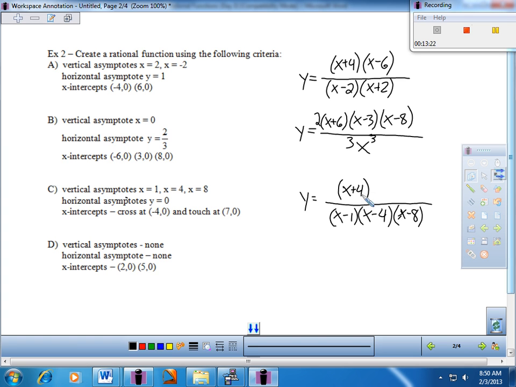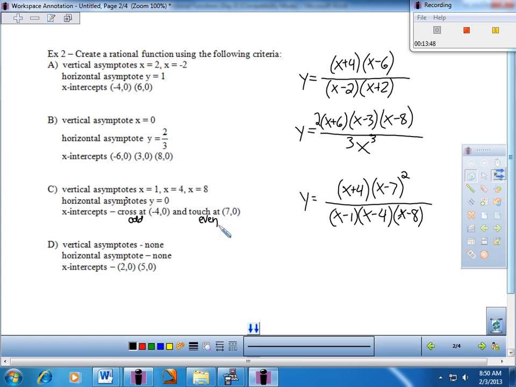A touch at +7. Remember, touch means it comes from an even multiplicity, so x minus 7 is our factor. Squared is probably the easiest. If we have to change that, we will. Let's see what other information is in the problem. But again, if you want to write odd multiplicity here and even multiplicity here, not a bad idea. If you know that, then don't bother.